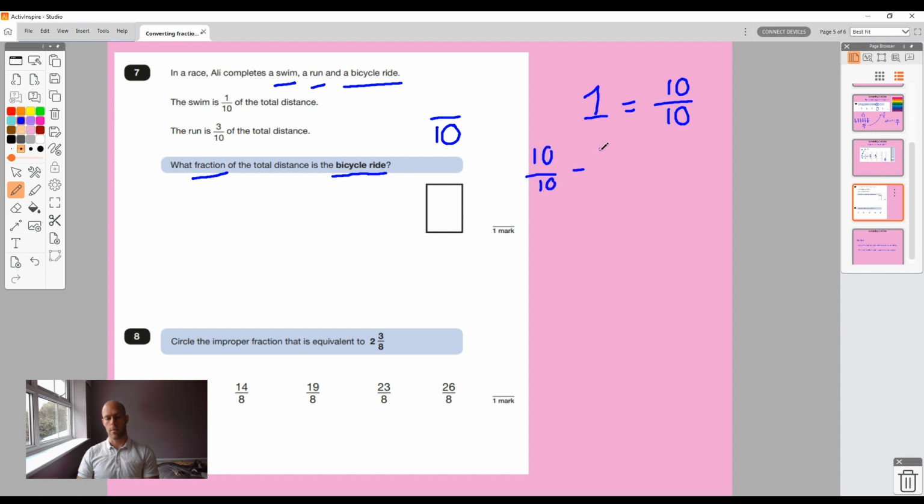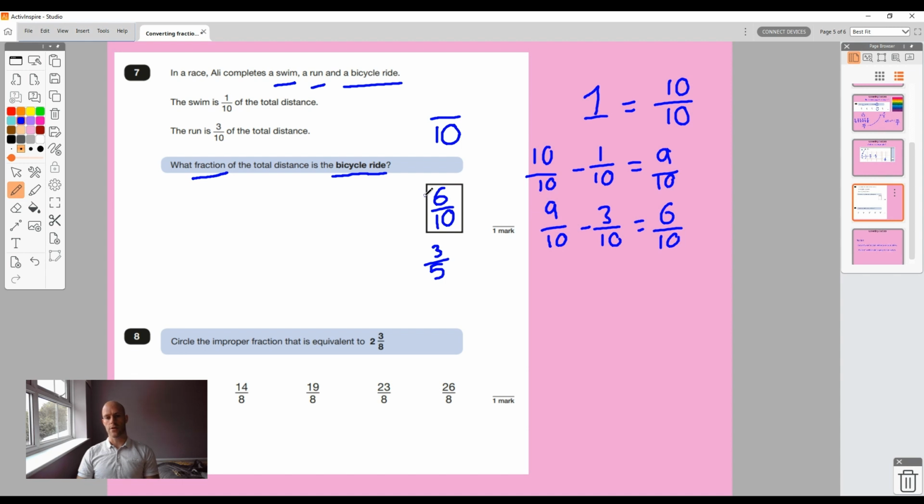Take away the swim equals 9 tenths. Then we've got 9 tenths. I'm doing every step here. You can do them both together if you want to. Take away the run, 3/10, equals 6/10. That's our answer. You can simplify if you want to. 6/10 is fine. Or you can have 3/5 underneath.